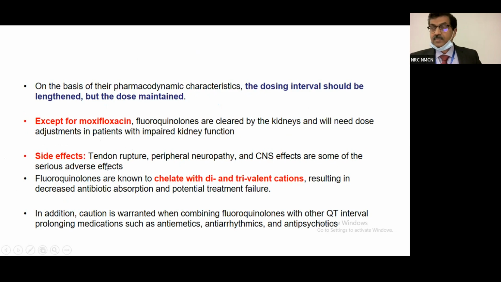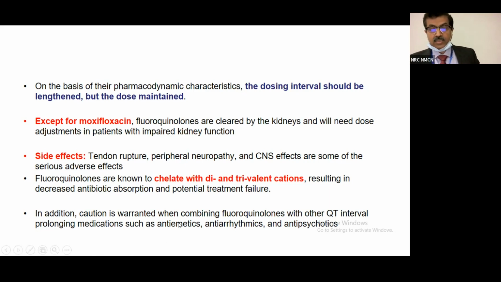Side effects: particularly it should be avoided in children, tendon rupture, peripheral neuropathy, CNS effects. These are common side effects. Sometimes it chelates di or trivalent cations. Particularly it is important for patients on dialysis who are getting many of the calcium based phosphate binders. So we should always keep that in mind. And you might have potential treatment failure if you are treating CKD-MBD patients, and if you are using these quinolones for a longer period of time.